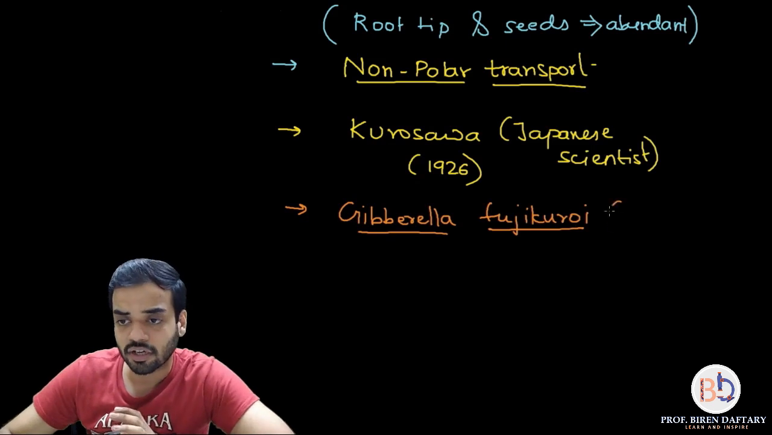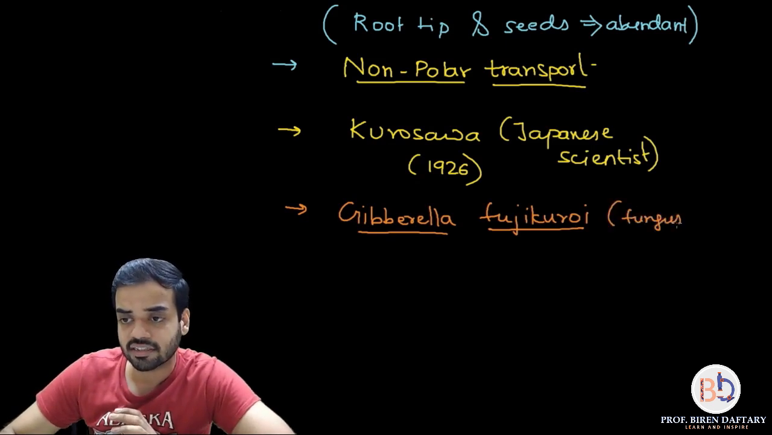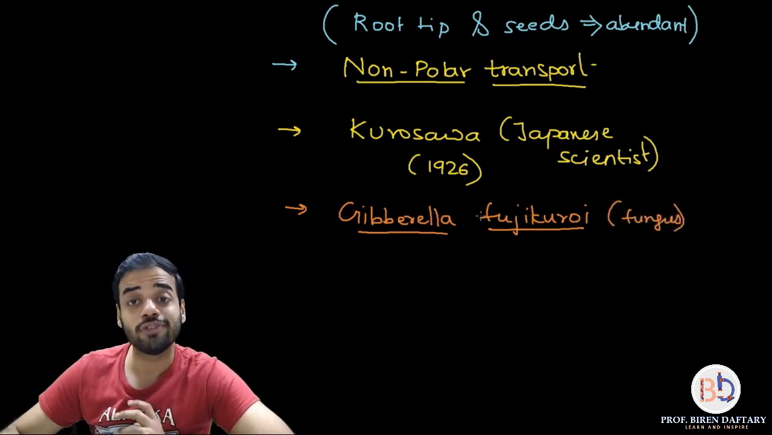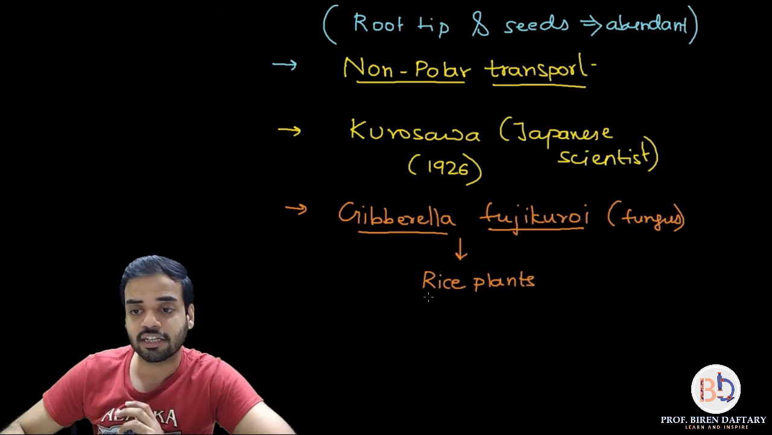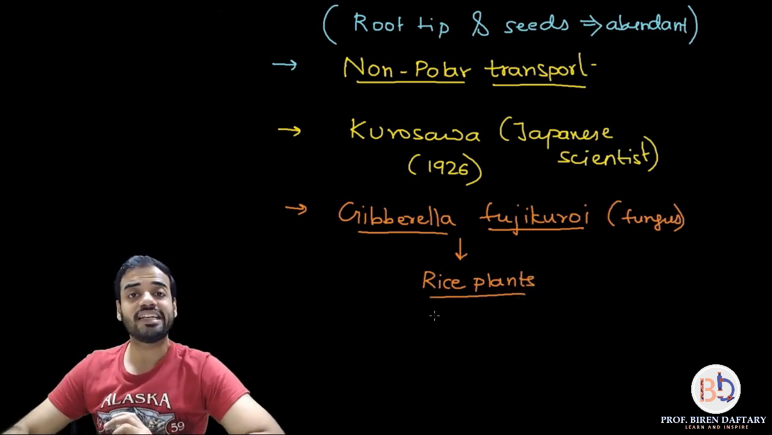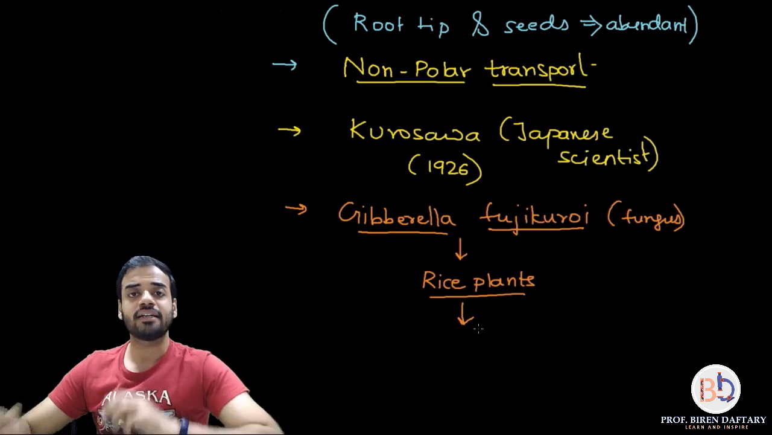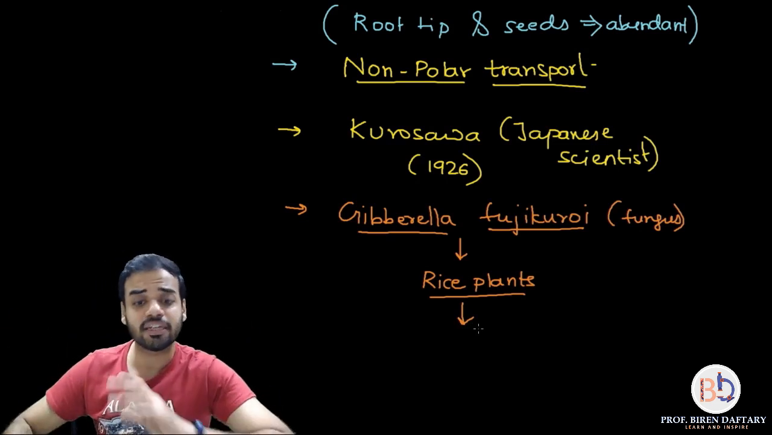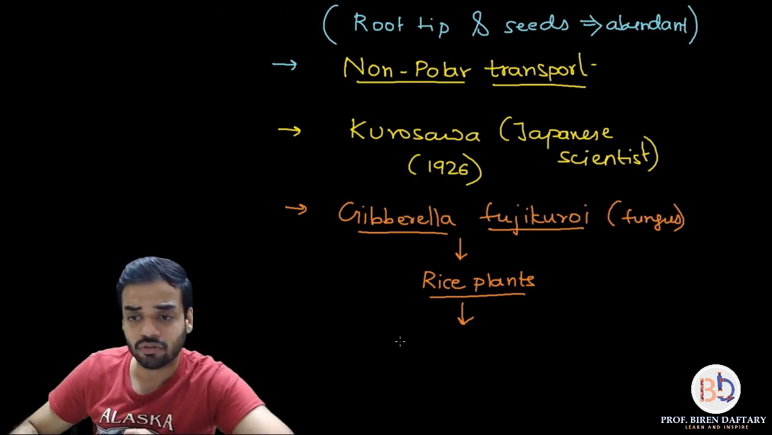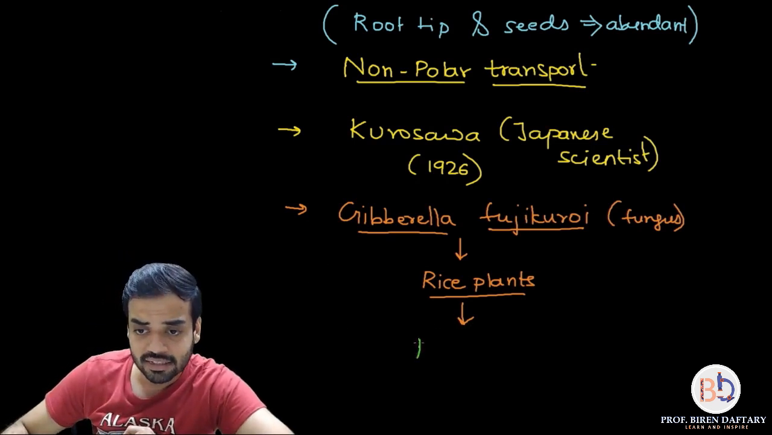This is the fungus. And what this fungus does is, it infects rice plants. When it infects the rice plants, it causes an increase in stem, and that increase in stem is a characteristic of the disease. And the name of the disease, I'm going to use a different color over here. The disease is called Bakanae disease.